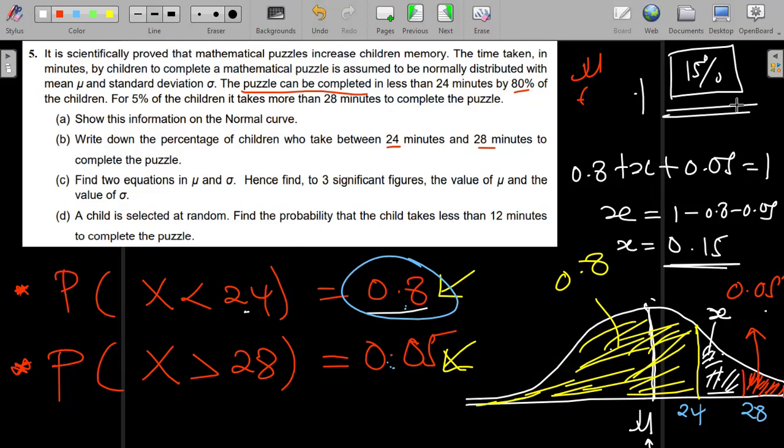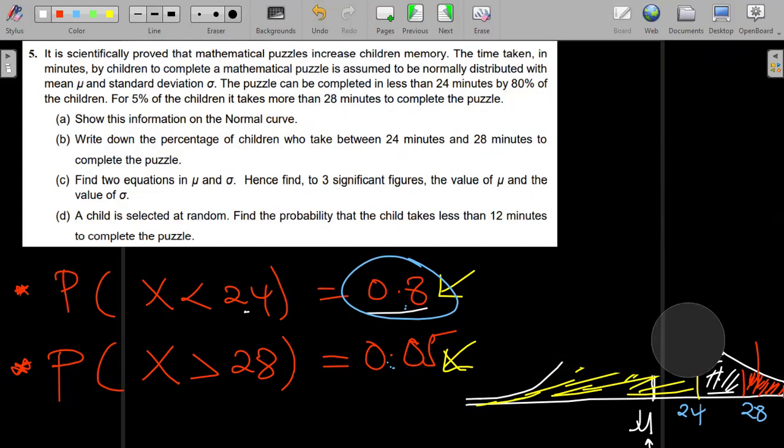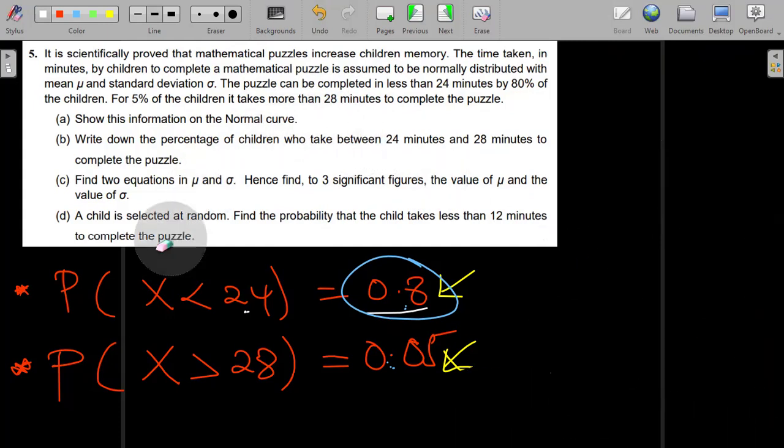Okay, just be 15%. All right, and then from there, we can continue with our question. They're saying now, what now? They're saying find two equations in mu and sigma. Hence, to three significant values, find the value of mu and sigma. Right. So those two equations, we're going to get one from here, one from here.